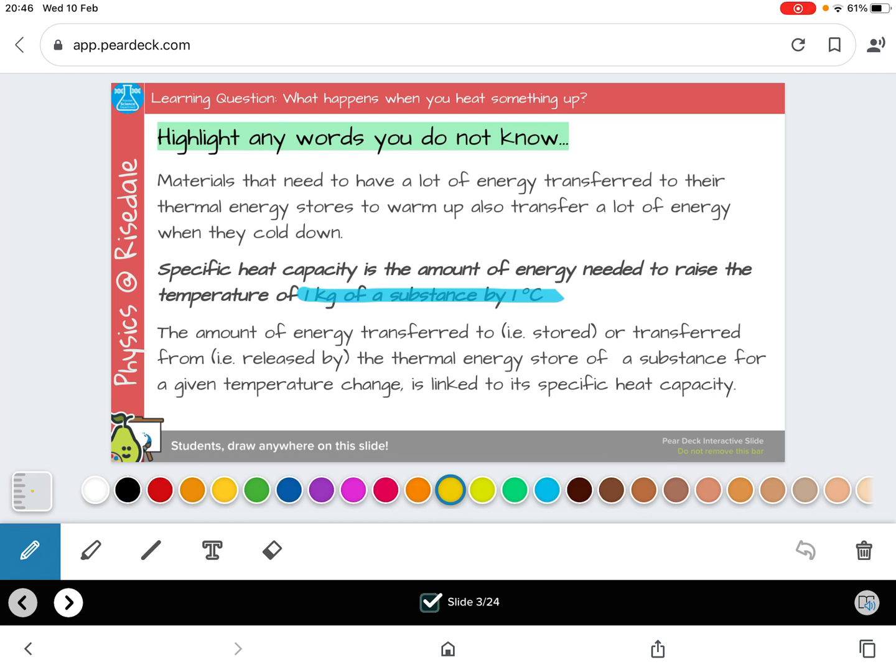The next slide was basically saying that if you need a lot of energy to heat something up, then that something will have a lot of energy to give out again when it cools down, and that the amounts of energy are linked to specific heat capacity measurements of the substance that your thing is made from.